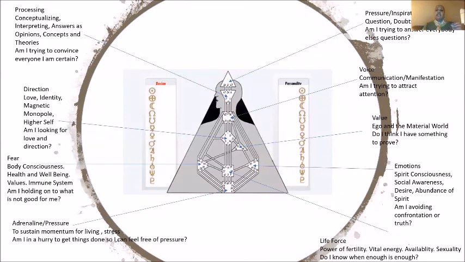Each one of these, if it's an open center for you, has different ways that it will manifest things in your life if you are not living according to your authority and strategy.